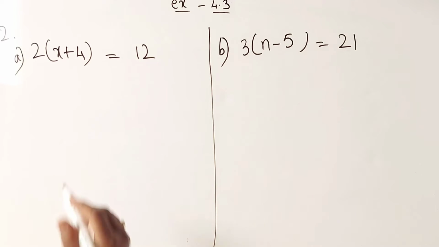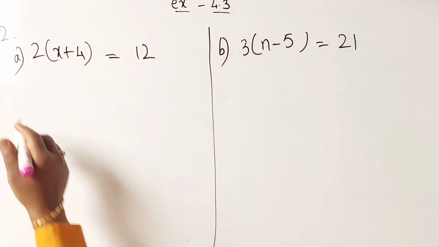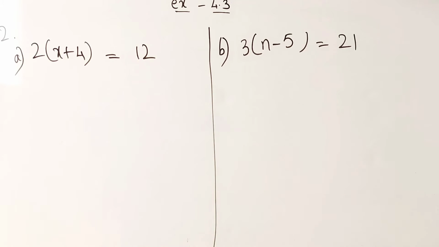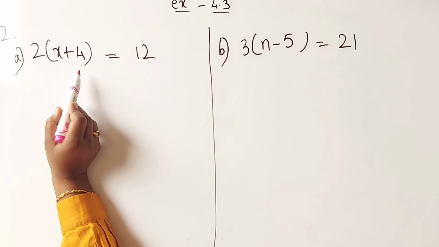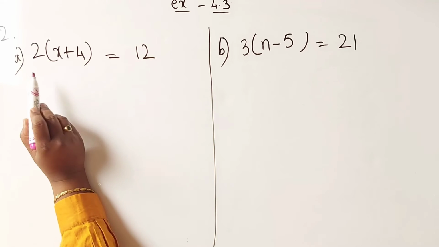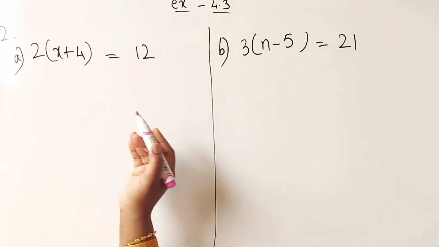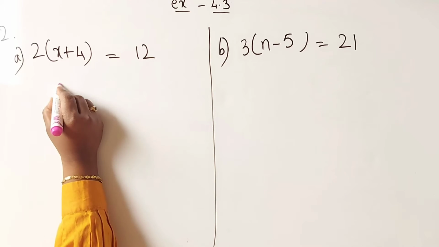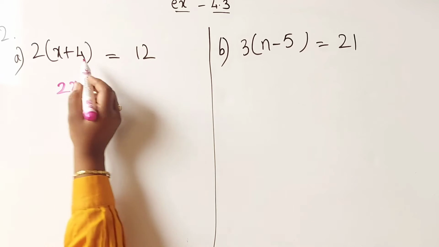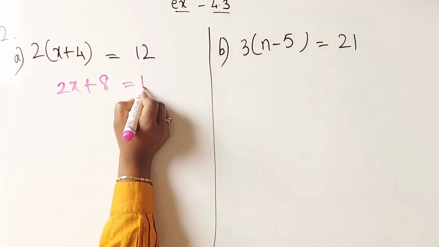Second question, children: solve the following equations. First one, 2 of x plus 4 equal to 12. Here 2 is multiplying x plus 4, children. That means we have to remove the brackets and multiply with 2 first, then we'll solve step by step. So 2 into x, 2x, plus 2 into 4, 8, that equal to 12.